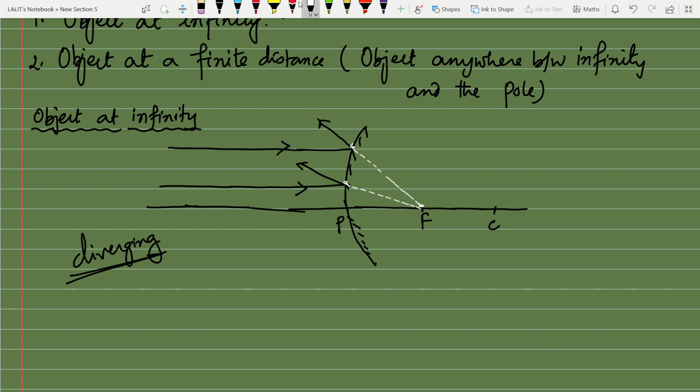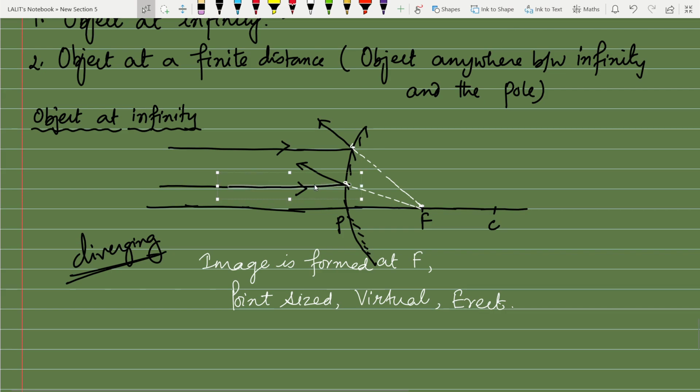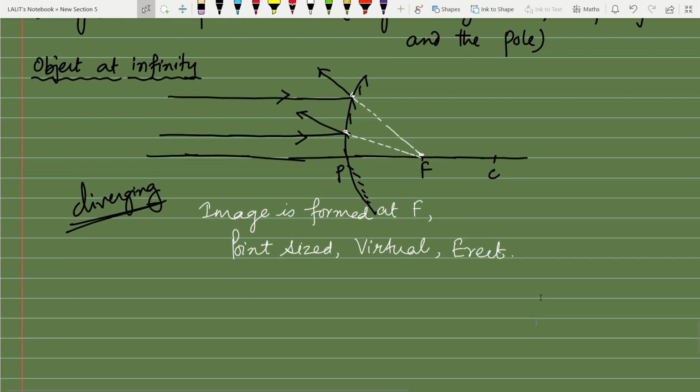So where is the image formed? Image is formed at focus, which is point sized. It is virtual because the rays are not meeting by themselves. If it is virtual, it must be an erect image. Okay, this is object at infinity. The second case is object at a finite distance from the mirror. So let us draw the second case. Object at a finite distance.